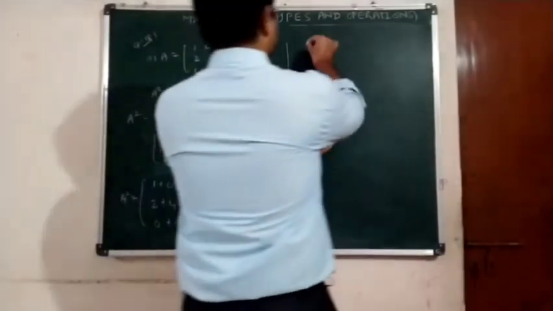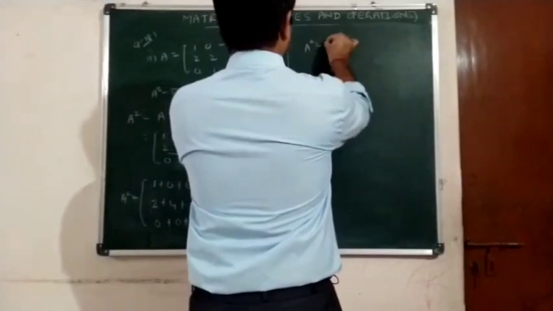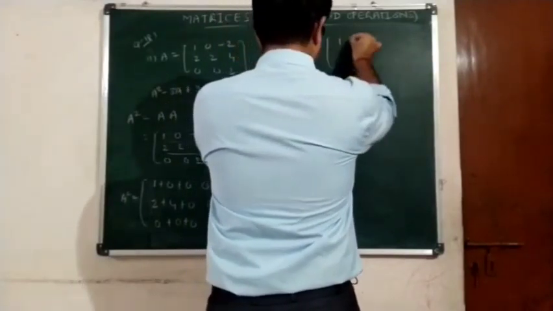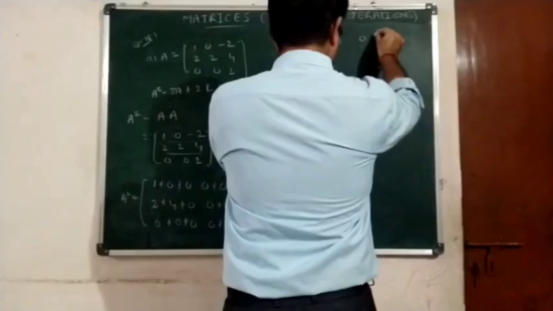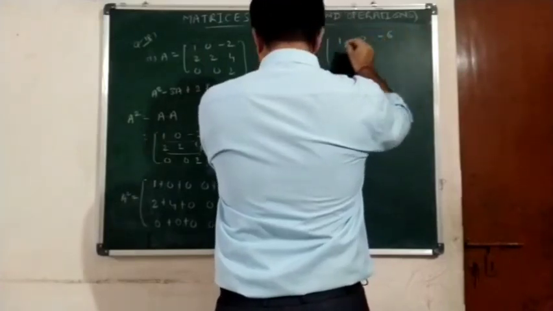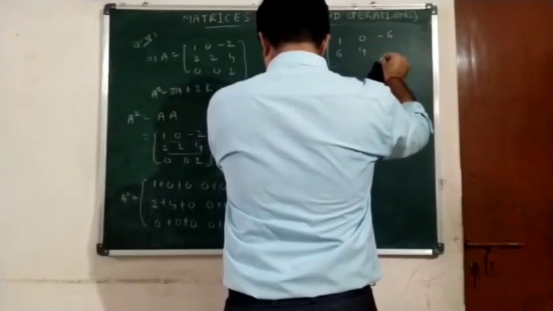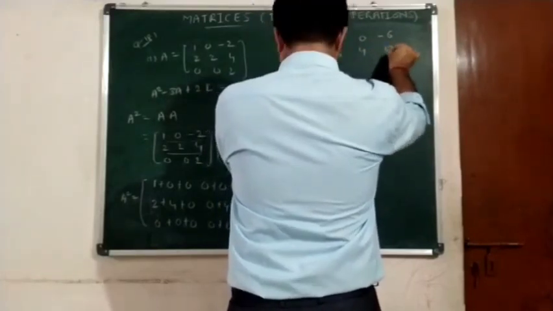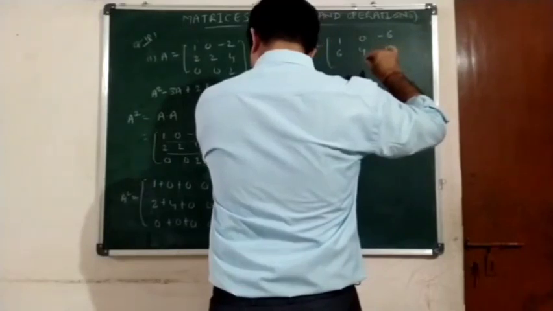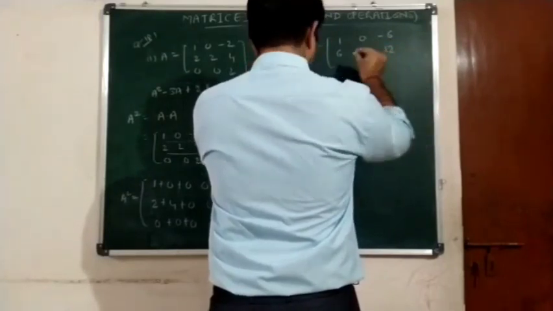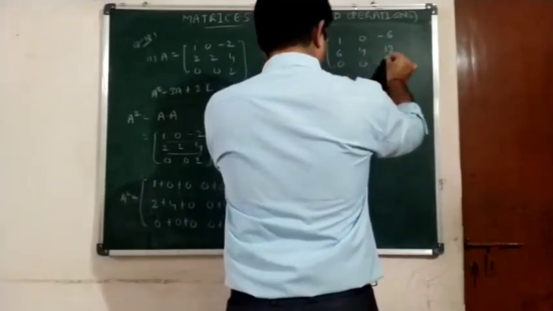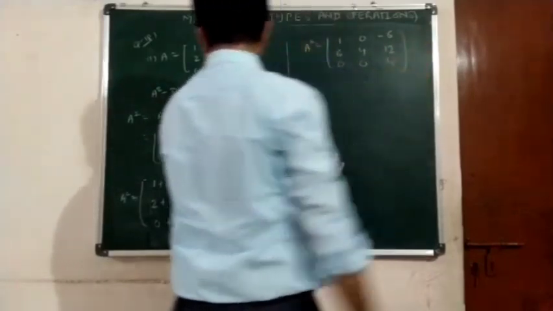Okay, so now let us simplify A square: 1 0 minus 6, 4 plus 2 is 6, 4 plus 8 is 12, then 0 0 and 4. Clear? This is A square.